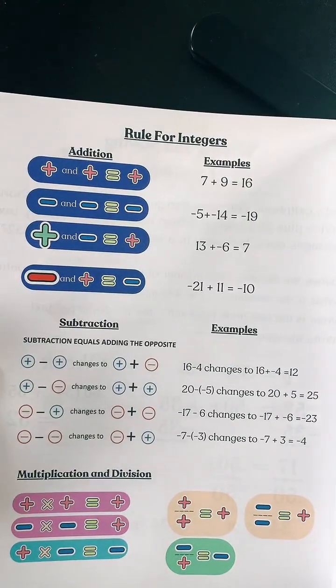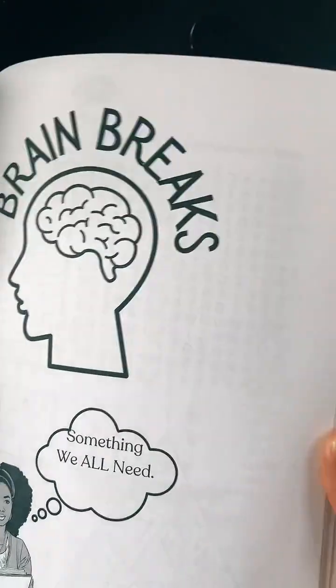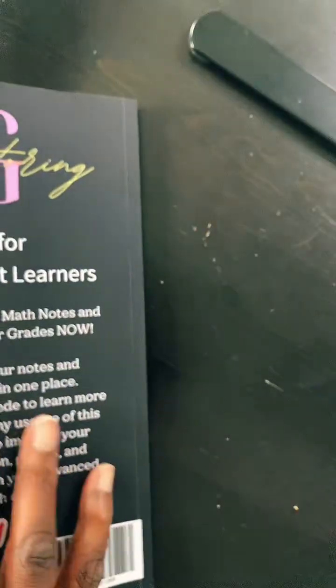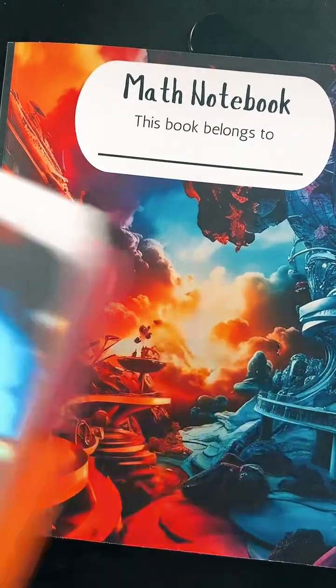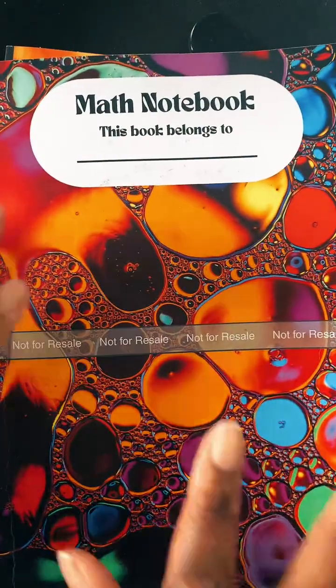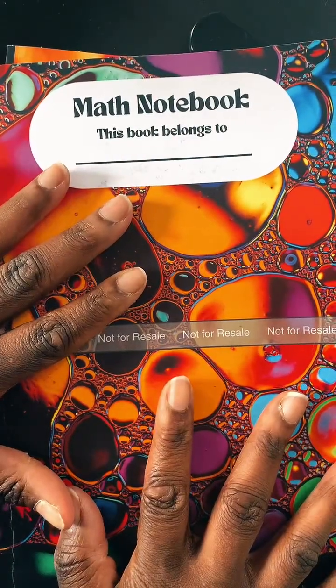Then you have your rules of integers and also your brain breaks, okay? Well, I am having way too much fun with this, but this is for grades 4 through 6. This is for grades 7th through adults.